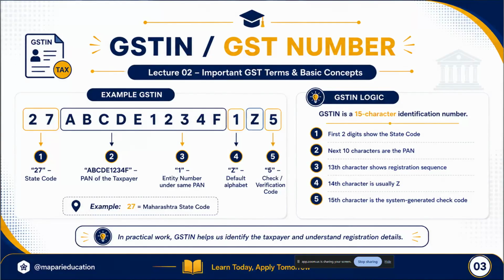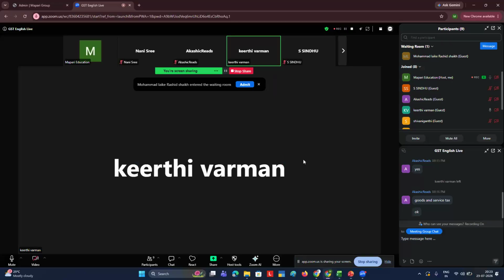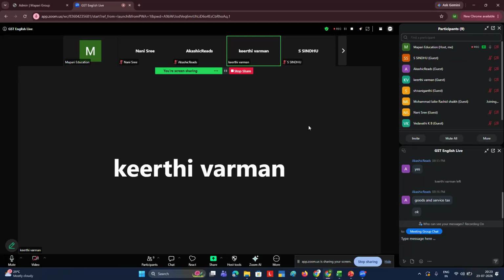Can you explain, Kirti, what is the structure of the code? The first two digits identify the state code, and then the next 10 digits should be the PAN number. The last two digits should be random, and the 11th digit is basically the number of the GST number. If the form has a single GST number, it is mentioned one, and if they have more than one GST number, it contains number two like that.